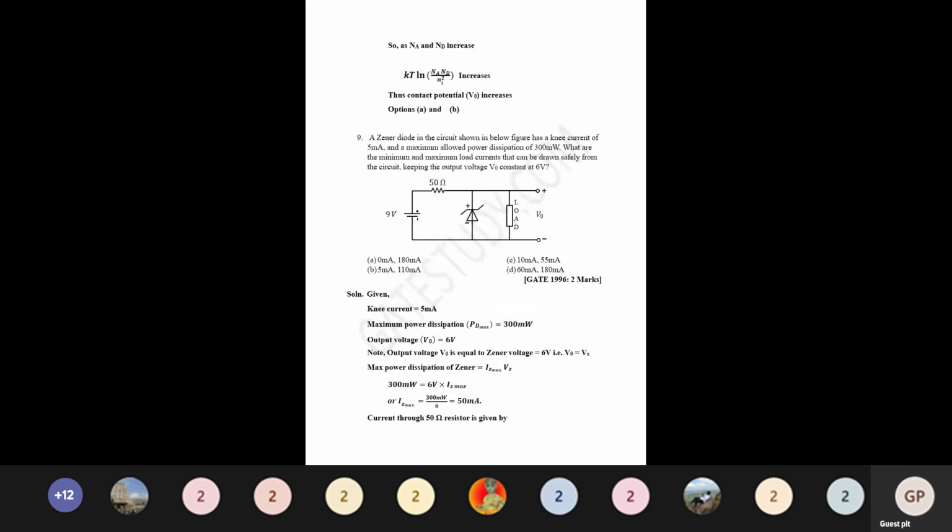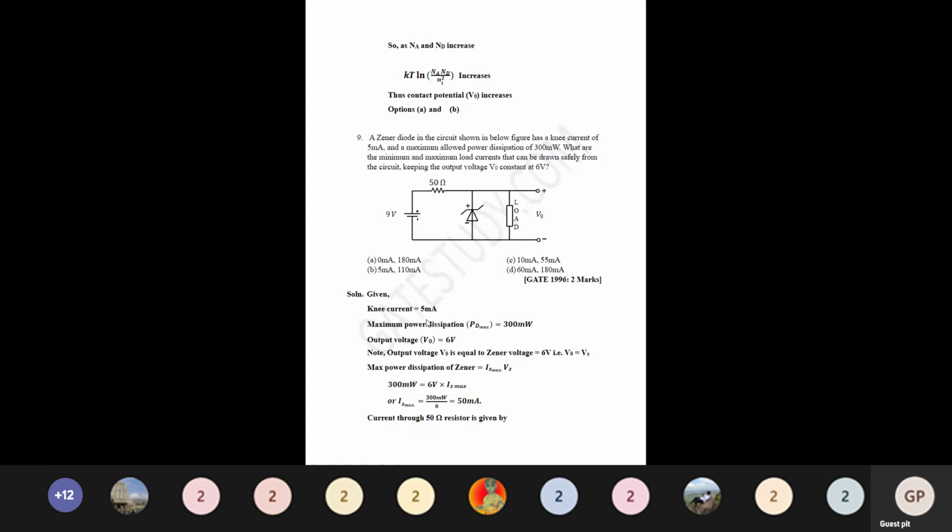Next, a Zener diode in the circuit has a knee current of 5 milliampere and a maximum allowed power dissipation of 300 milliwatt. What are the minimum and maximum load currents that can be drawn safely from the circuit, keeping the output voltage V0 constant at 6 volt? The options are 0 milliampere, 180 milliampere; 5 milliampere, 110 milliampere; 10 milliampere, 55 milliampere; 60 milliampere, 180 milliampere.